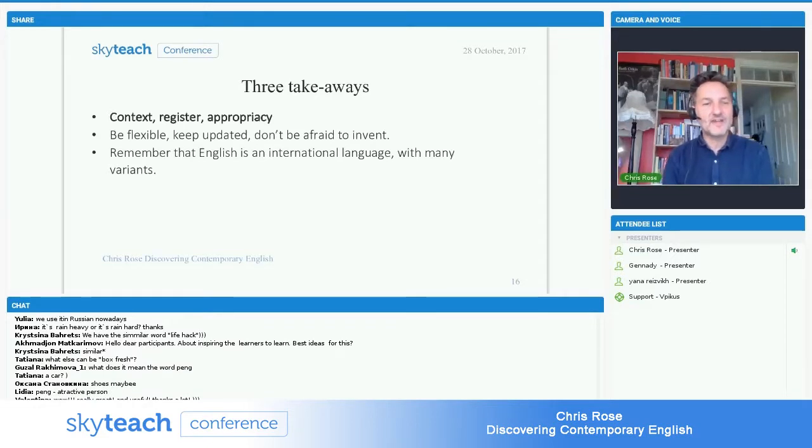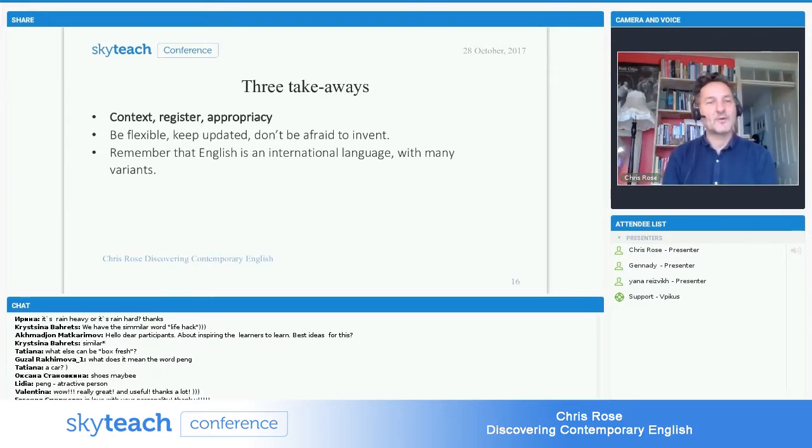So here are my three takeaways. Context, register, appropriacy, we looked at before. Three things to remember when you're deciding if this is the right word to use, if something is correct or incorrect. Be flexible. Keep updated. So I'll give you some links of good ways you can keep updated. Don't be afraid to invent, and don't be afraid to learn from your students. Give them control. Sometimes they may know some things more quickly than you do.